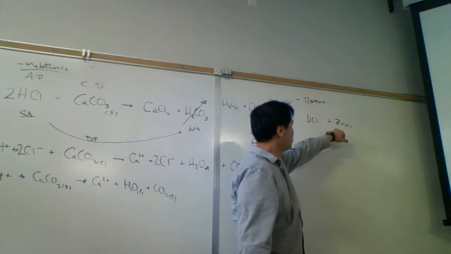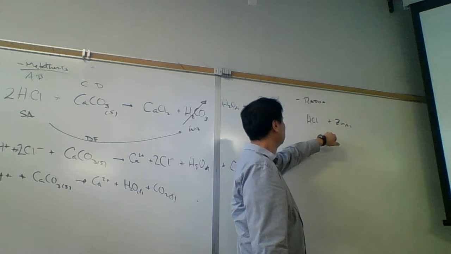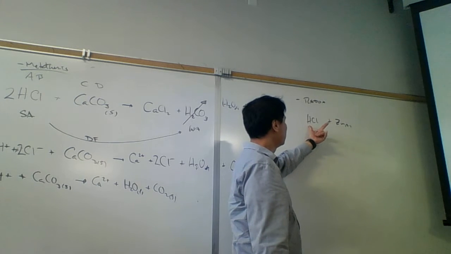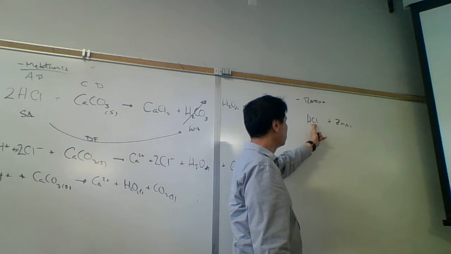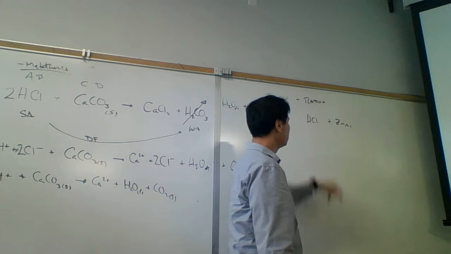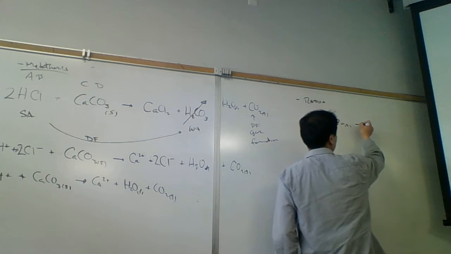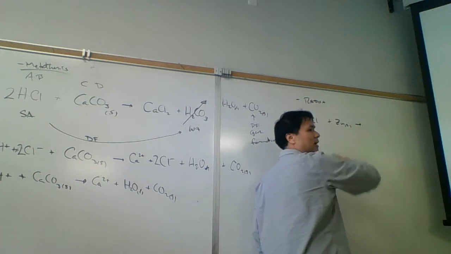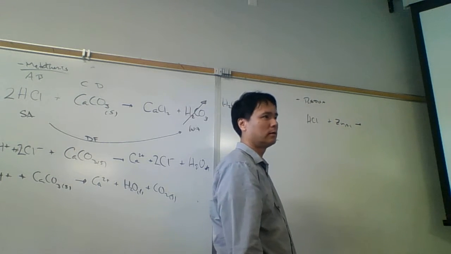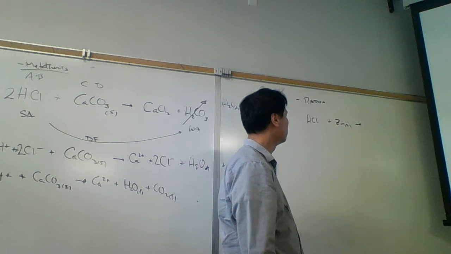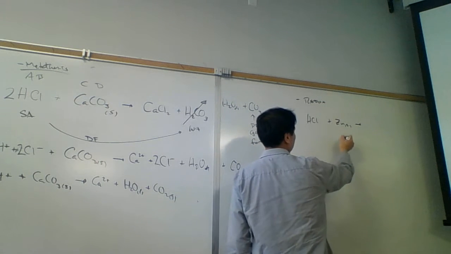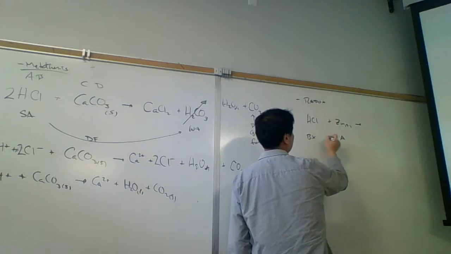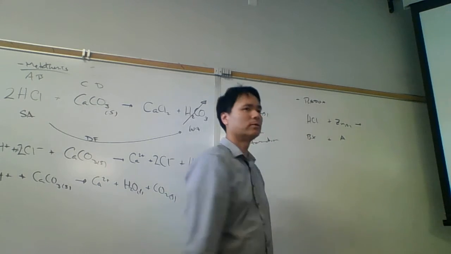Zinc is a good reducing agent, better than water. And then H plus is a good oxidizer, better than chloride. Chloride's not an oxidizer, chloride's a reducer, and water. And so this is actually going to fit the single replacement A plus BX pattern. A plus BX yields what? Actually, I wrote it backwards, but A plus BX here, BX plus A yields what?